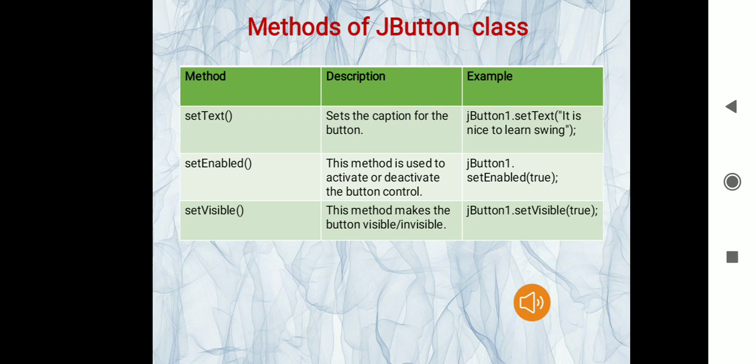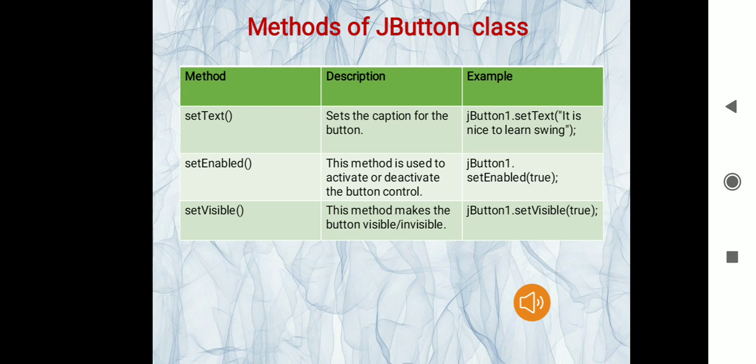The next method of the JButton class is setEnabled. Using this method, you can activate or deactivate the button control. If you want to activate it, write the Java code as jbutton.setEnabled, then within bracket put true. And if you want to deactivate the control, then write the Java code as jbutton.setEnabled, within bracket put false.